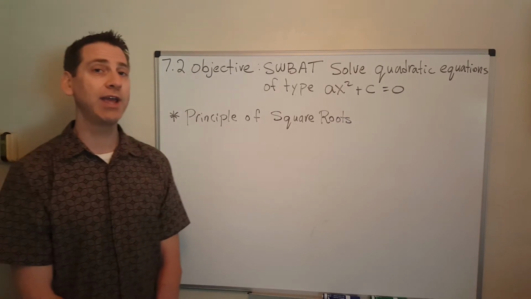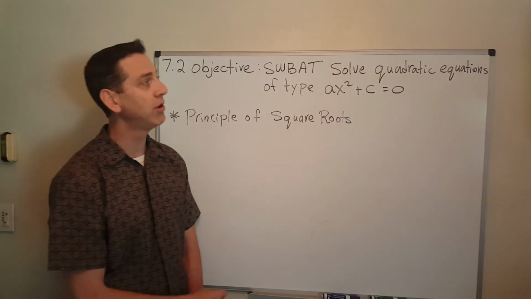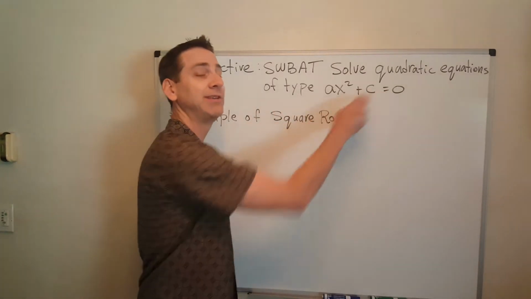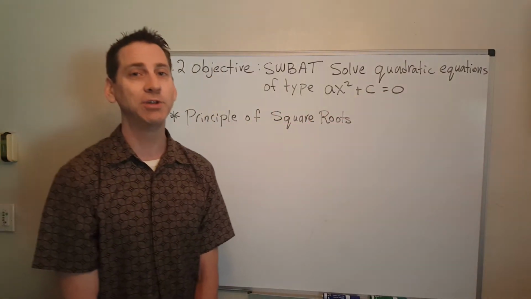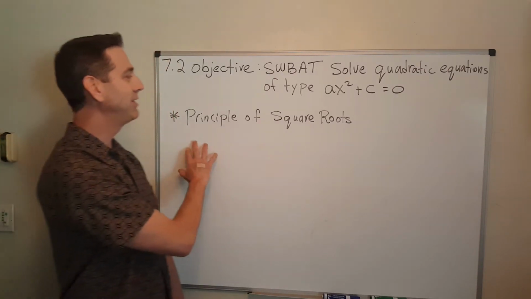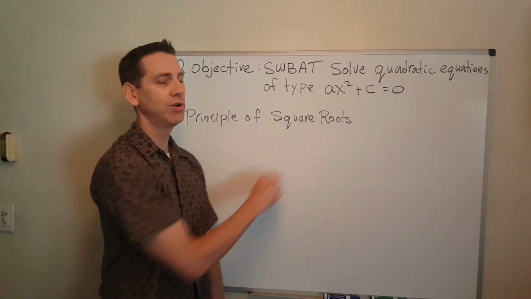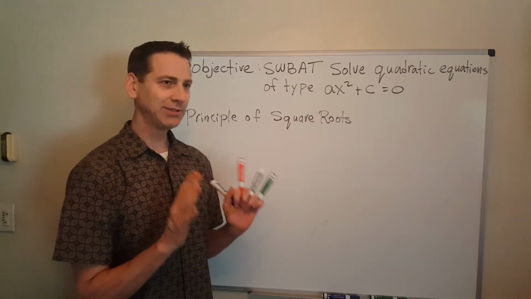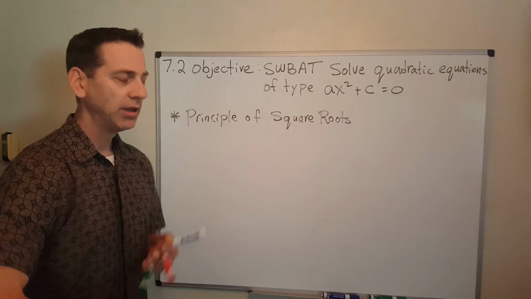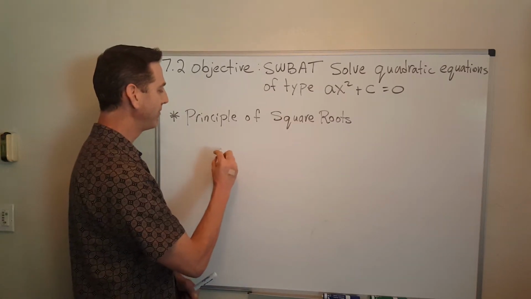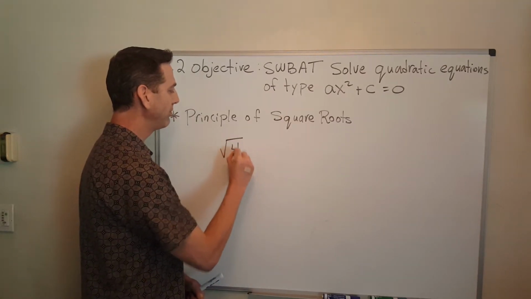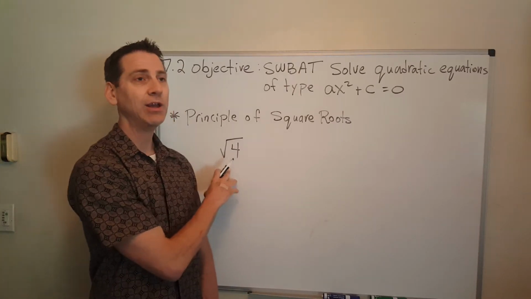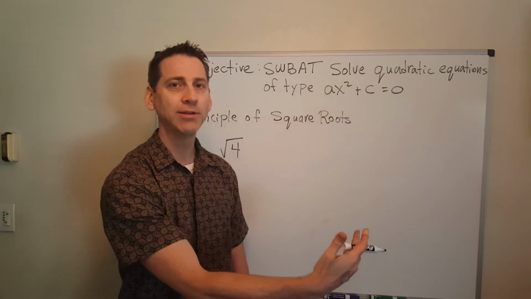Our objective today is that we are going to learn how to solve quadratic equations of type ax squared plus c equals 0. I'm going to be teaching you today the principle of square roots. Just to start off easy, let's say I have the square root of 4. What this means is that they're asking what number squared is 4.